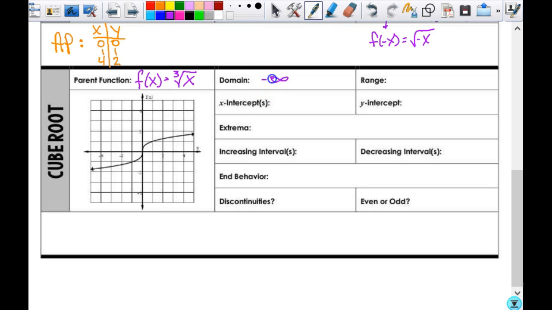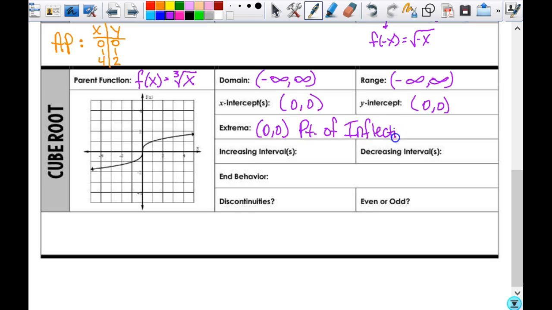Okay. Negative infinity to infinity. Range, negative infinity to infinity. x-intercept 0, 0, y-intercept 0, 0. Any extrema or anything I put in this blank? Any critical point of inflection, yeah. So 0, 0 is that point of inflection. Is it increasing anywhere? Yes, the whole time, right? My y values are increasing the whole time. So negative infinity to infinity. And then there are none.